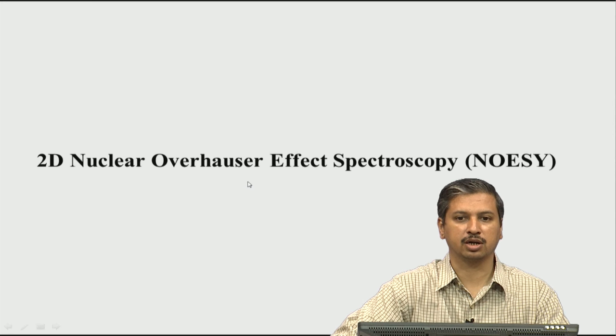Now we come to another very important experiment known as 2D NOESY. The NOESY acronym stands for nuclear Overhauser effect spectroscopy. Overhauser is the name of the person who discovered this effect, but it was not in an organic compound, it was in a metal. He observed that the polarization of one nucleus, one magnetically active nucleus or electron, can be transferred to another nucleus.